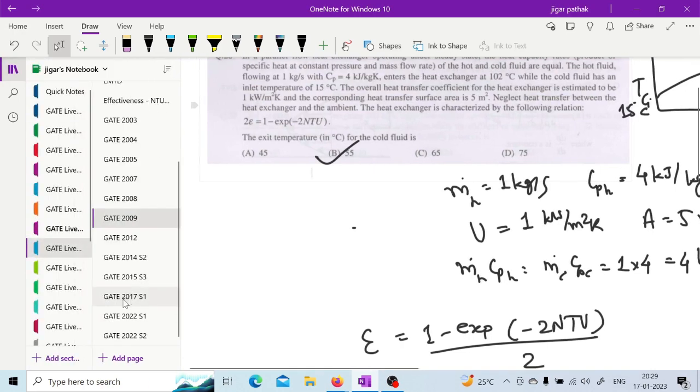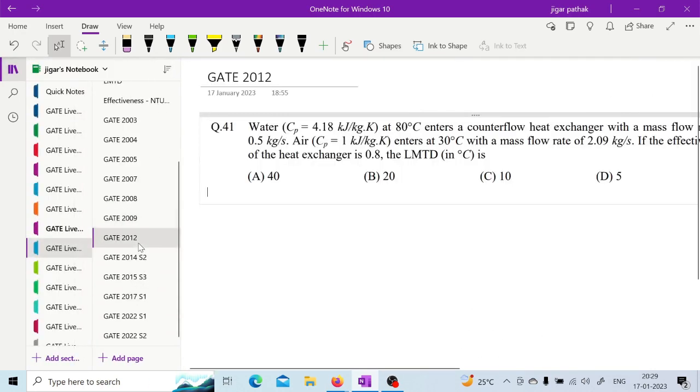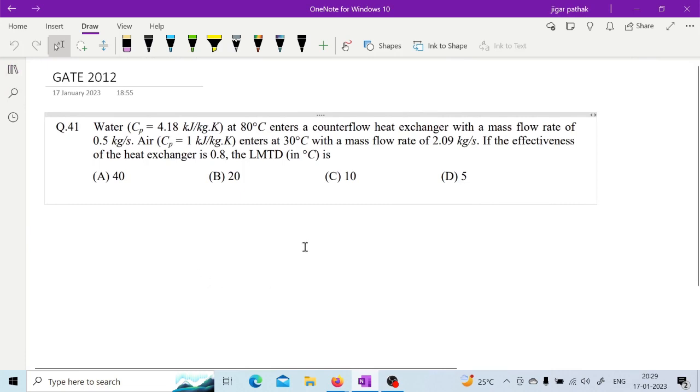Now if you go to the next one, then here water at 80 degrees centigrade enters the counterflow heat exchanger with a mass flow rate of this. Air enters at 30 degrees centigrade with a mass flow rate of this. If the effectiveness of the heat exchanger is 0.8, can you calculate this?